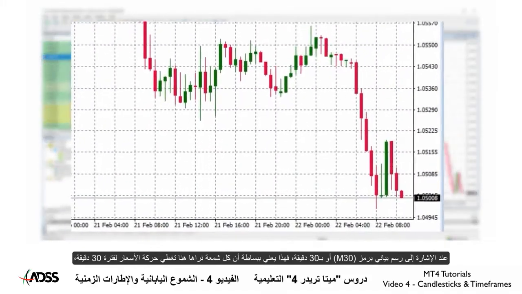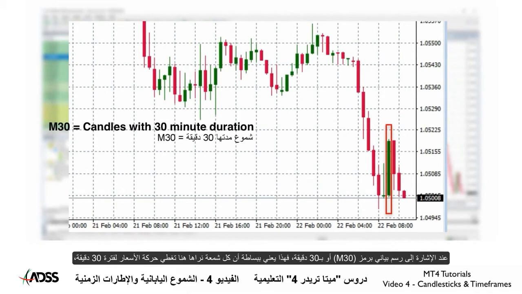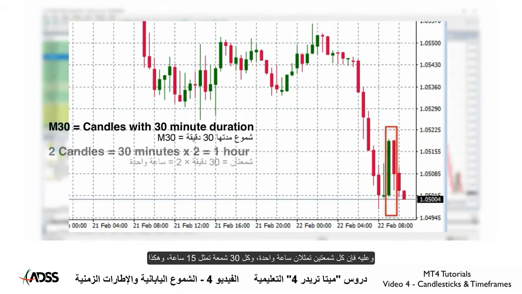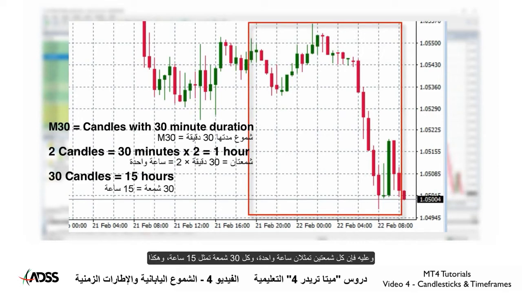When we refer to a chart as M30 or 30-minute, this simply means that each candlestick that we see here represents price movement over a 30-minute period. Therefore, 2 candlesticks represent 1 hour, 30 candlesticks represent 15 hours, and so on.